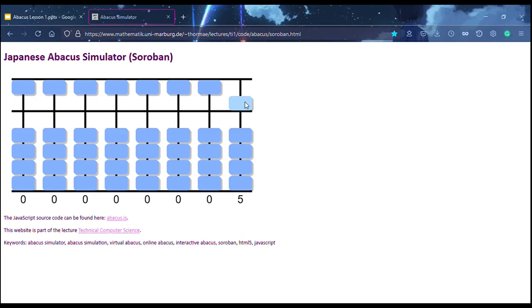Do note that we have to push all the 1 beads back down. As you can see here, if I simply add 5 on top of the current 4, I'll get a value of 9. So this is not what we want. We must make sure to reset the column before pushing down the 5 bead to get the number 5.